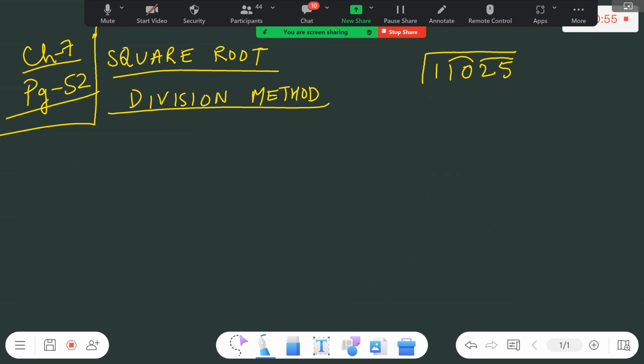Now we'll again add. What will we add? 20 plus 0. Only 0. Don't add that 1. Don't add 20 plus 10, that will be wrong. You will add only 20 plus 0, which is equal to 20.